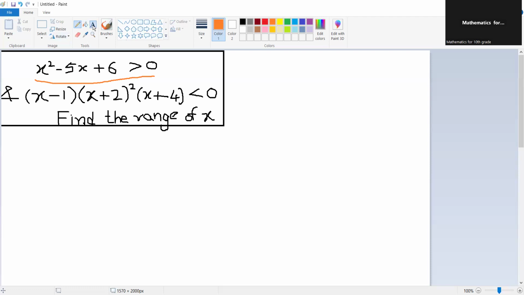So this is actually x square minus 2x minus 3x plus 6 greater than 0. So why did we split the middle term minus 5x as minus 2x and minus 3x?